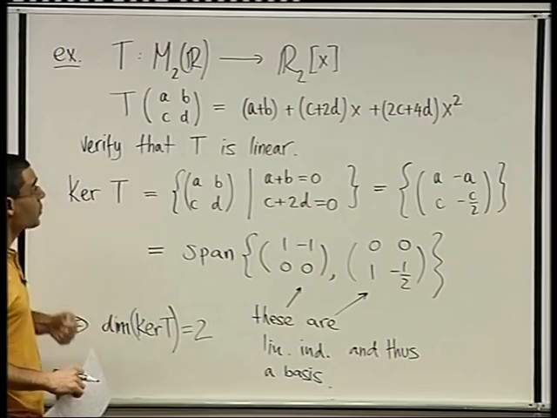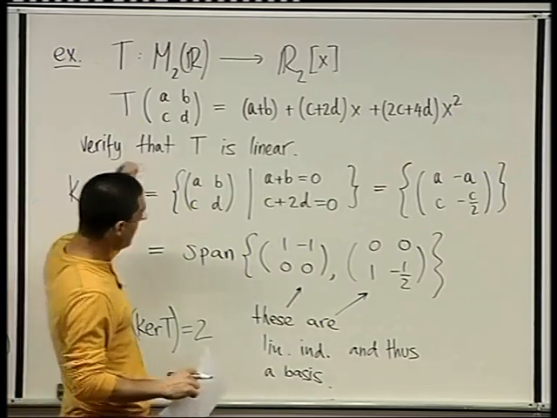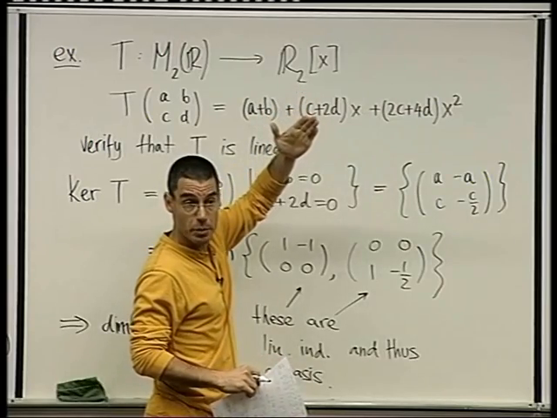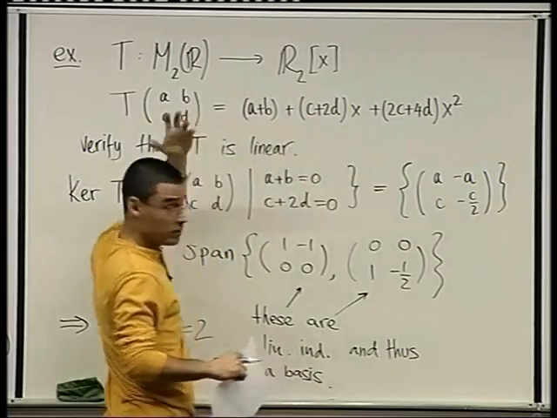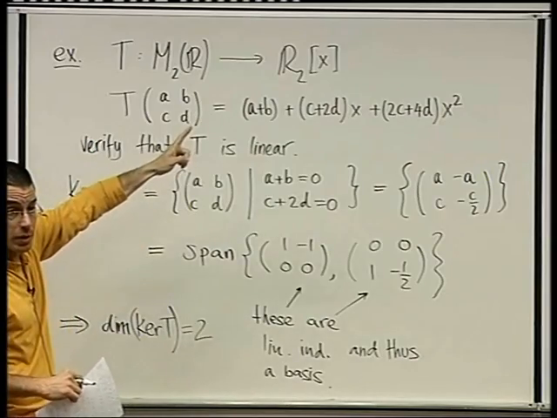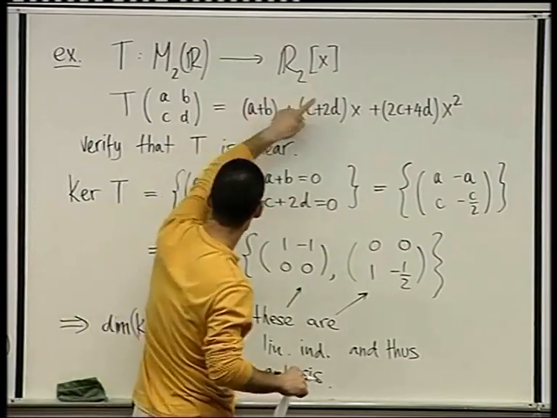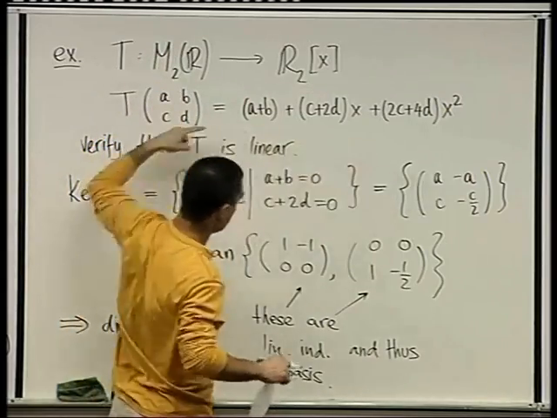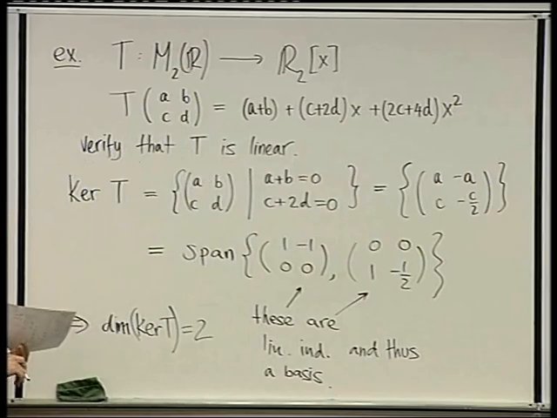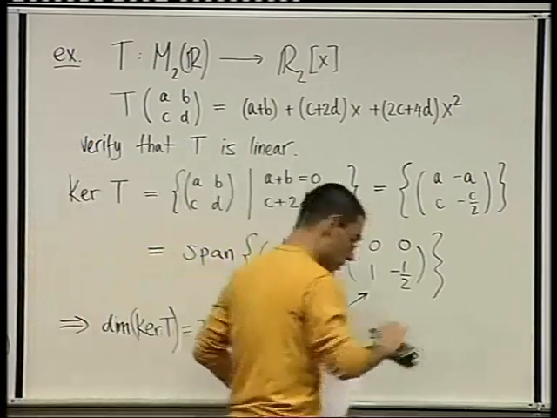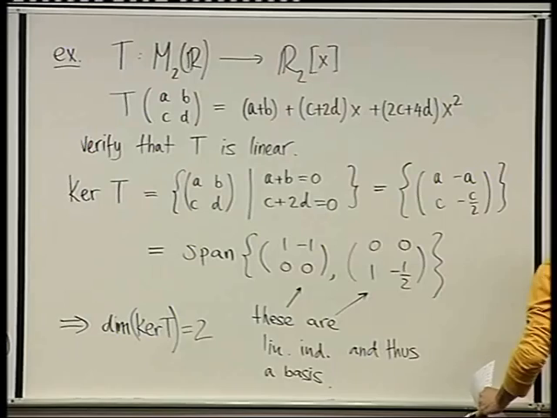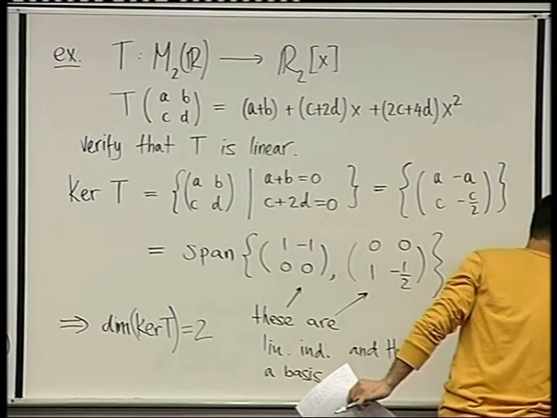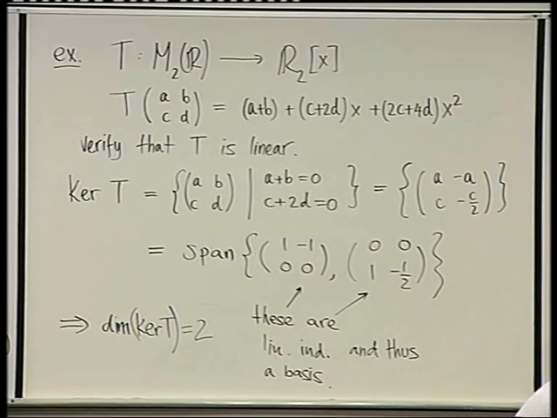Okay? Let's try to understand what the image is. Do we get all polynomials of degree 3? If not, which ones do we get? What is the image? What are the polynomials in R2 of x that are T of some 2 by 2 matrix by this formula, by this rule? Okay, so in order to do that, what I want to use is the last theorem that we had that said, take a spanning set of the domain.